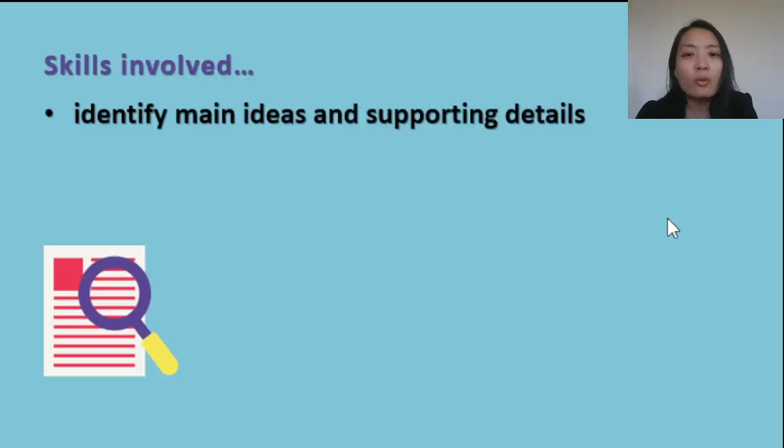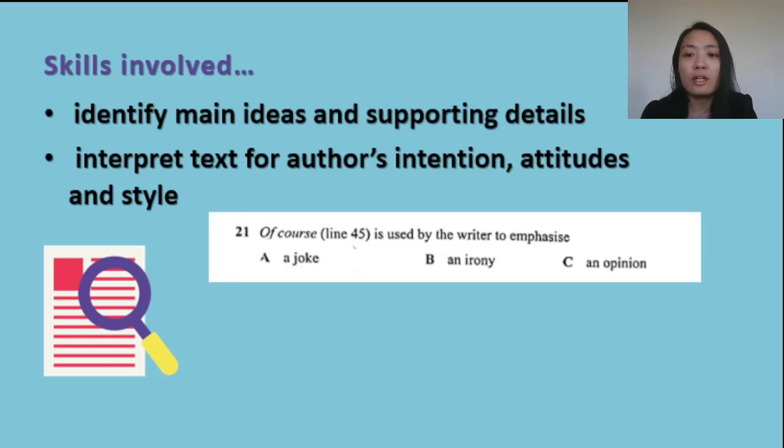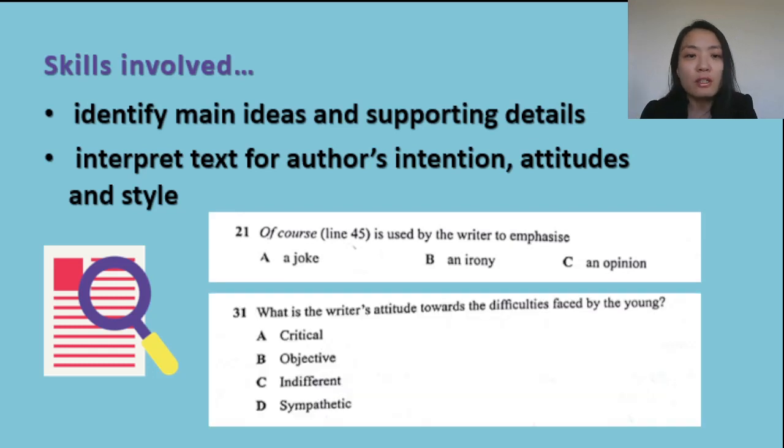Alright, so the questions will test your skills in identifying main ideas and supporting details, as was presented earlier, but there are also other skills included, which are interpreting the text for author's intention, attitudes, and style. These are some of the kinds of questions that are asked. Sometimes they will ask you, this line is used by the writer to emphasize what? Or another one, what's the writer's attitude towards the difficulties faced by this person? Was his attitude critical or objective or indifferent?